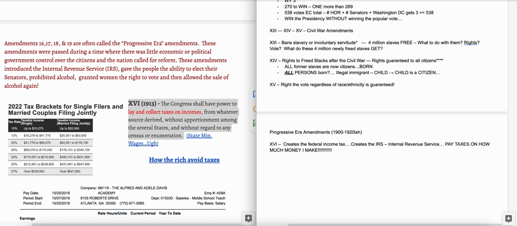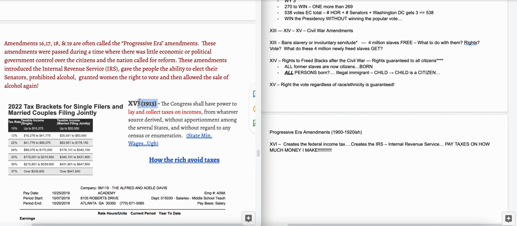In 1913, there were billionaires who didn't pay a cent of taxes, and the government didn't have any money. So the government said we need to be able to tax the citizens so we can make money as a government. People like J.P. Morgan, Henry Ford, Andrew Carnegie, these names all sound familiar. They were making billions of dollars, and the government never got a cent. So finally in 1913, the government said, we'll have them pay taxes.